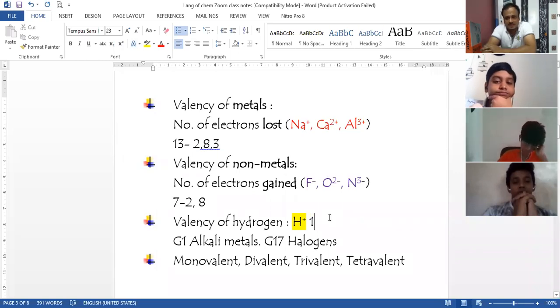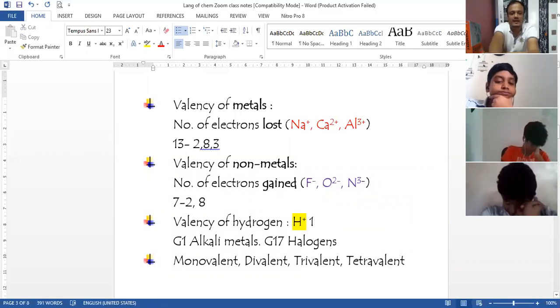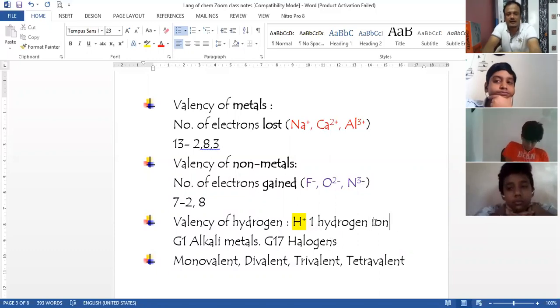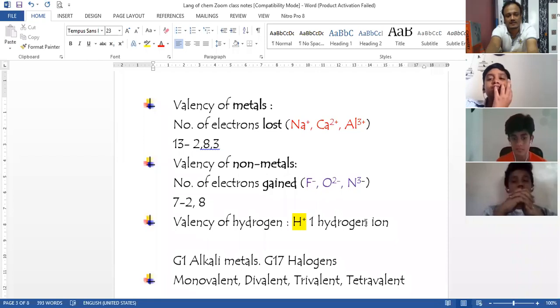So there are 2 things which hydrogen can do. The first thing is that it loses whatever electron it is having and becomes H plus, as it is written over here. So when it is losing 1 electron, it gets 1 positive charge, and it is called hydrogen ion. Another thing it can do is gain 1 electron, that is it has got 1 electron in the valence shell like this.